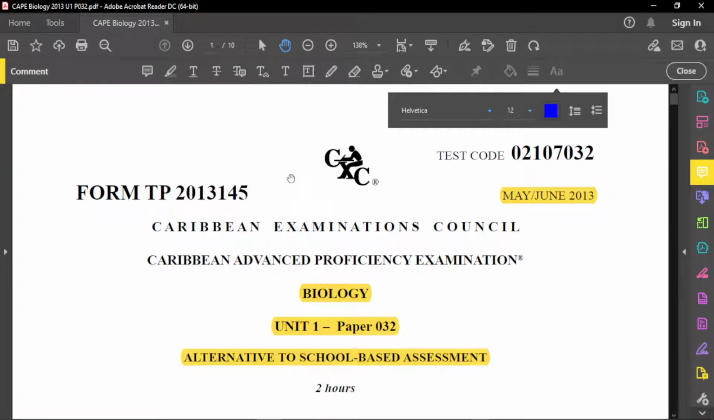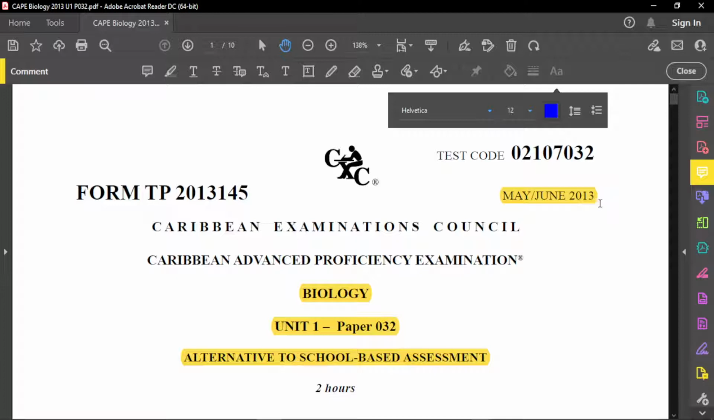Hello, everyone. Welcome back to another CXC CAPE Biology Past Paper Review. This is a Unit 1 paper. Actually, it's a Paper 3 paper, which is the alternative to your school-based assessment paper. So I've stumbled across this May-June 2013 paper, and I think there's some very useful information in this paper.